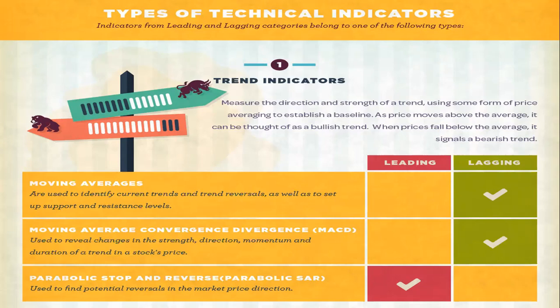So when you talk about moving averages, we have SMA, SMMA, EMA, all the moving averages. We have exponential moving average, smoothed moving average. We have a lot of moving averages, but in general, they are used to identify current trends and trend reversals, as well as to set up support and resistance levels.